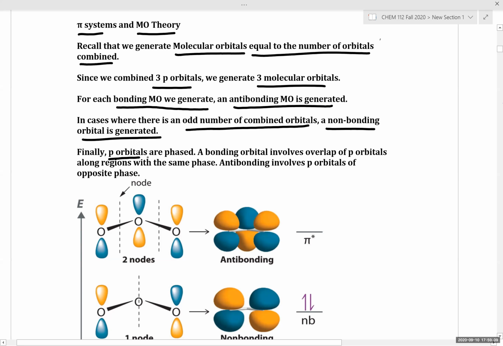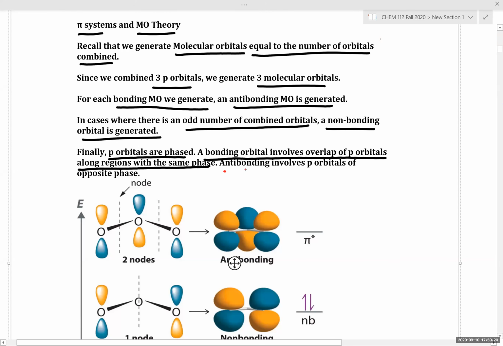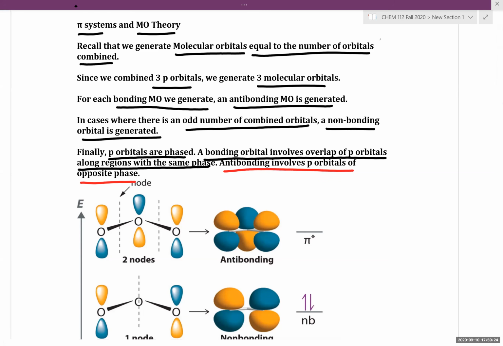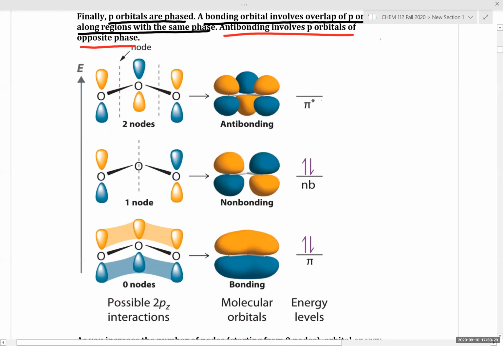Since p orbitals are phased, a bonding orbital involves the overlap of p orbitals with regions of the same phase. Conversely, antibonding involves overlap of p orbitals with opposite phase. So what do I mean by that? What do I mean by phasing? So let's suppose we have our 3 p orbitals. Each of these p orbitals has phasing.